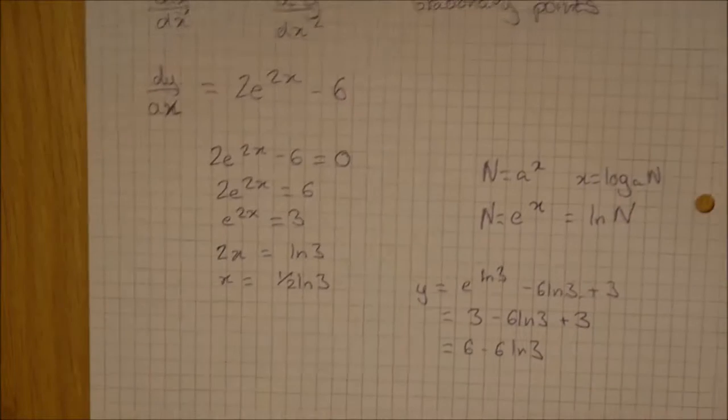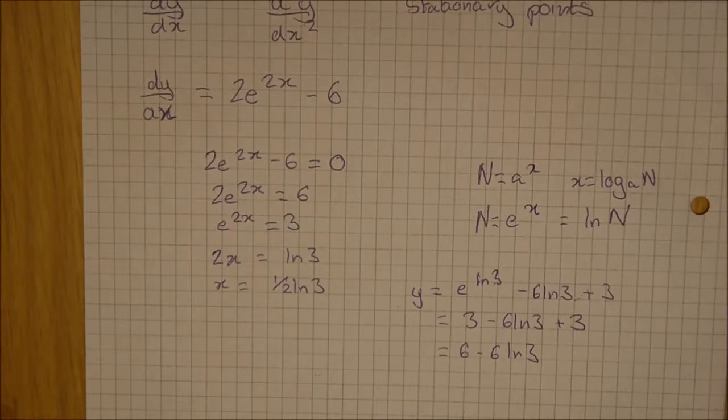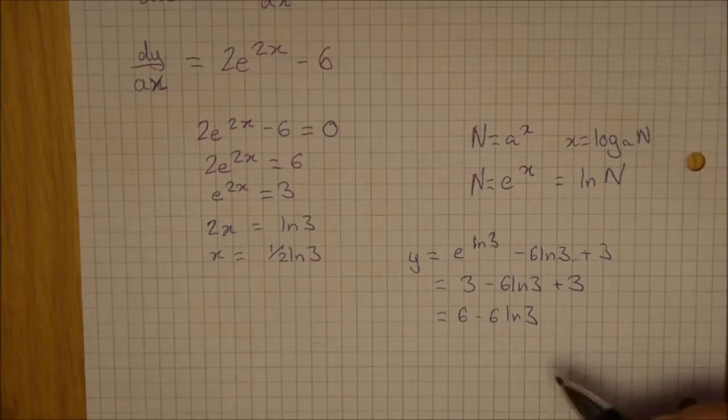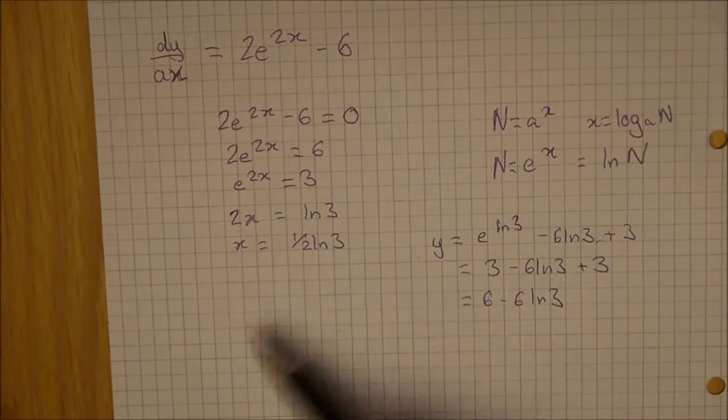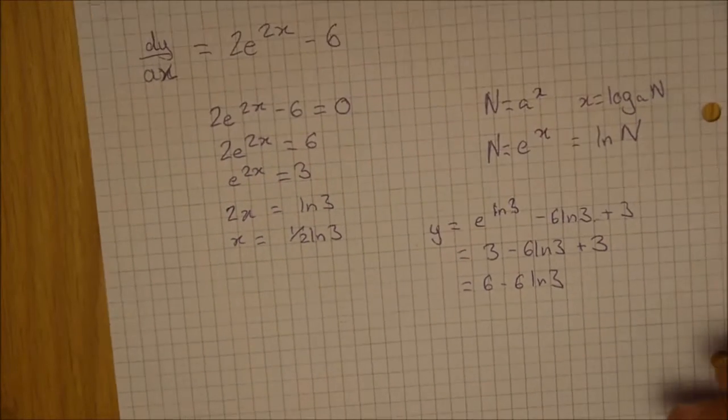They will probably not ask you to find tangents, not when you've got something like that, certainly, because it's a bit horrible and a bit messy. But anyway, now we've found the x coordinate and we found the y coordinate, now all we need to do is determine what kind of stationary point it is.